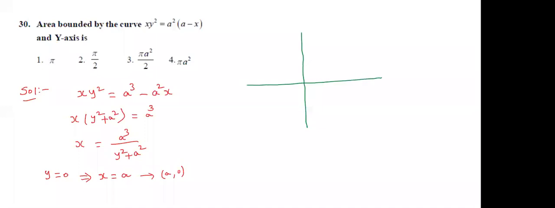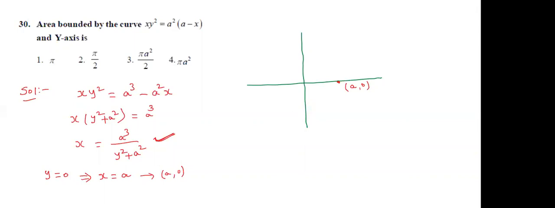Now I am taking that this is the point. This is the point a comma 0. In place of y, any value substituted here, you will get positive only. The y value is either 0 or positive or negative. Any value, you will get the answer positive only, and intersecting the x-axis at point a comma 0.